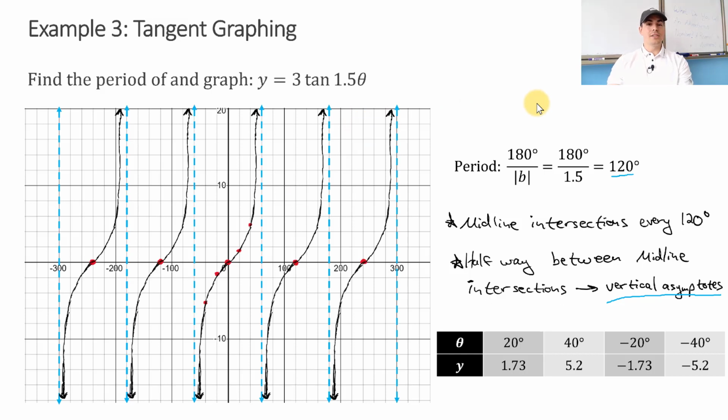So that is it, guys. That is graphing sine, cosine, and tangent. Hopefully the shortcut way makes sense. That'll save you a whole bunch of time, and good luck with your practice.